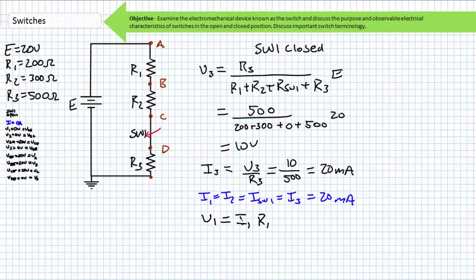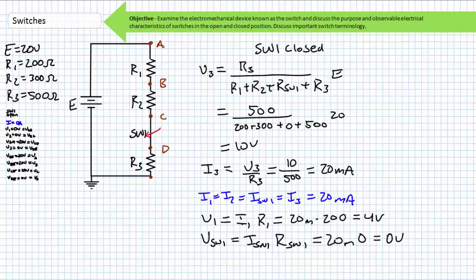Using another statement of Ohm's law, we could solve for the voltage drop across R1, where V1 equals I1 times R1. Substituting in the necessary values, we find V1 equals 4 volts. To prove a point, we can use Ohm's law to solve for the voltage drop across the closed 0 ohm switch 1, where VSW1 equals the current through it times its resistance in the closed state. Substituting in the necessary values, we find the voltage drop across the closed switch equals 0 volts as anticipated.